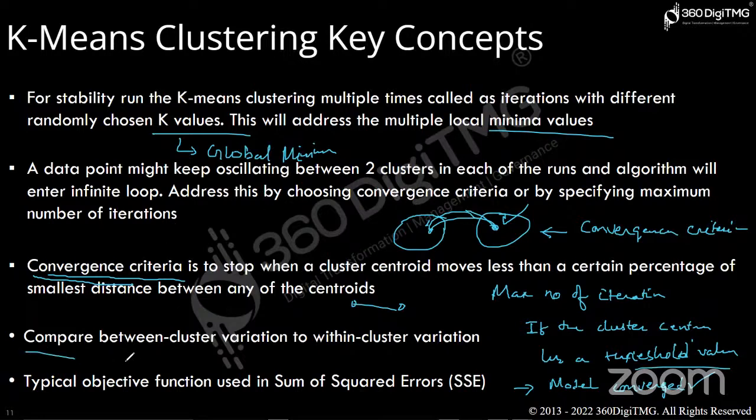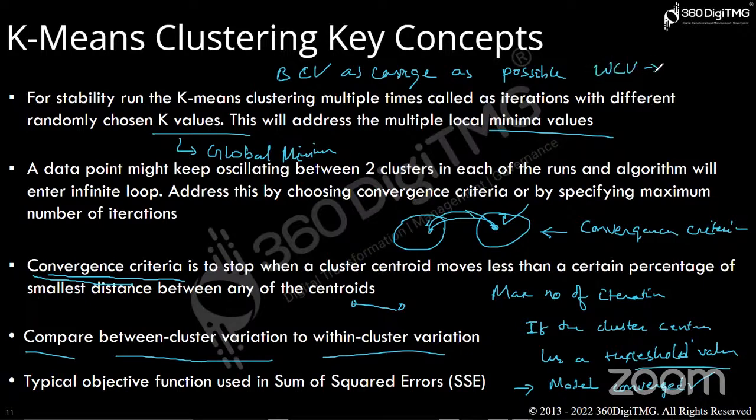Also, we should be comparing between cluster variation and within cluster variation. Between cluster variation, meaning the distance between two different clusters, should be as large as possible. If we are talking about within cluster variation, this should be as small as possible.